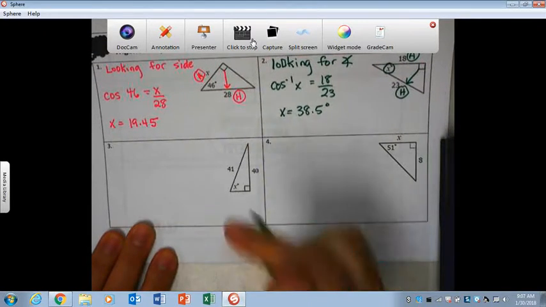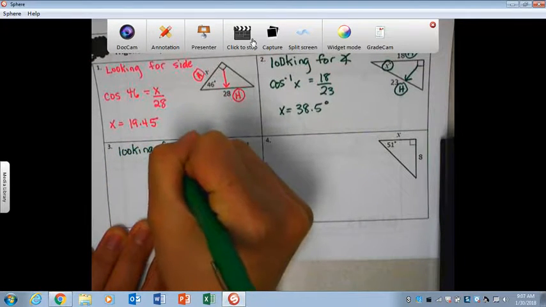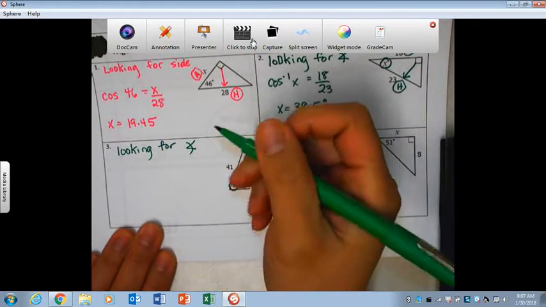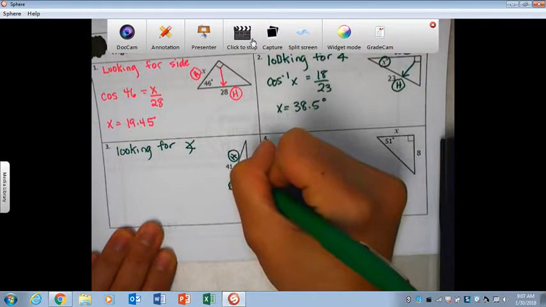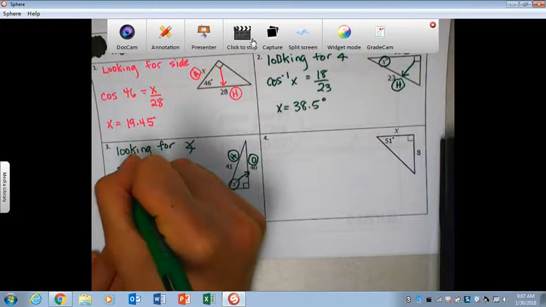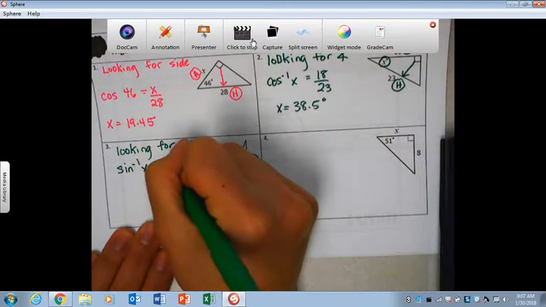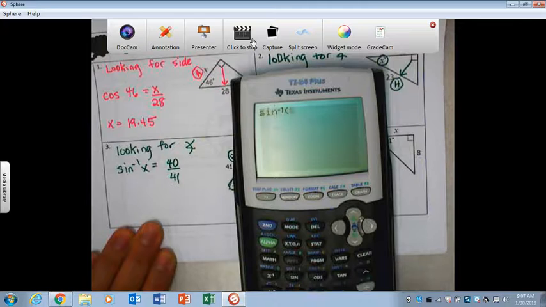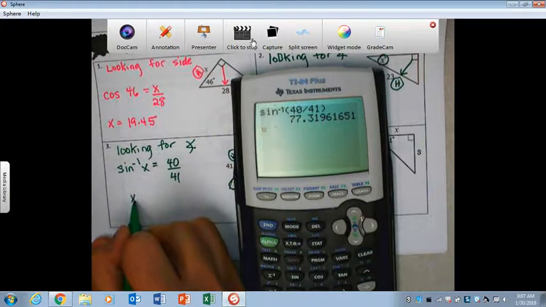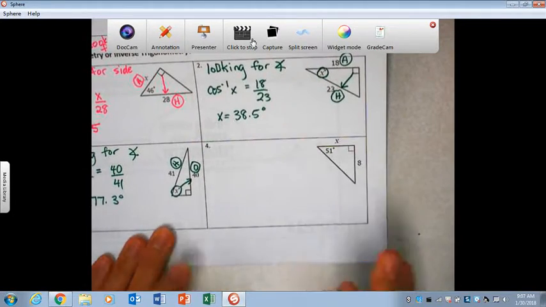Okay, next problem. What are we looking for, you guys? Right here, this is your x. X is an angle. So looking for an angle, we're going to use inverse trig. Alright, so let's label. 41 is the hypotenuse, and 40 is opposite x, so that's my opposite, so we're going to be using sine. Inverse sine of x is 40 over 41. Okay, so I'm going to clear this so you can see: second sine 40 over 41. Okay, the angle is approximately 77.3 degrees.